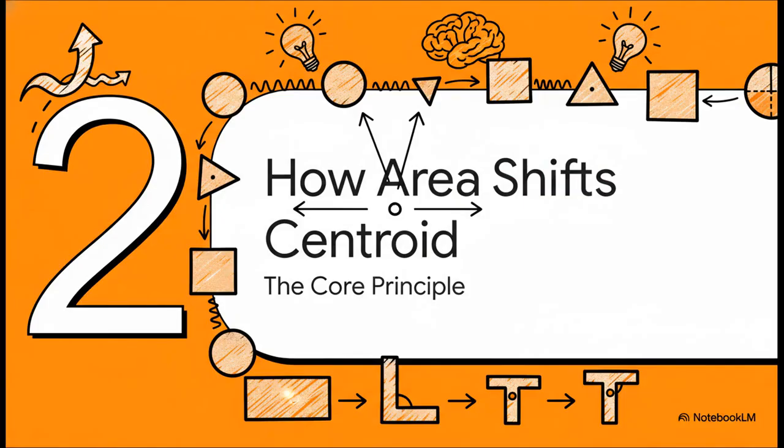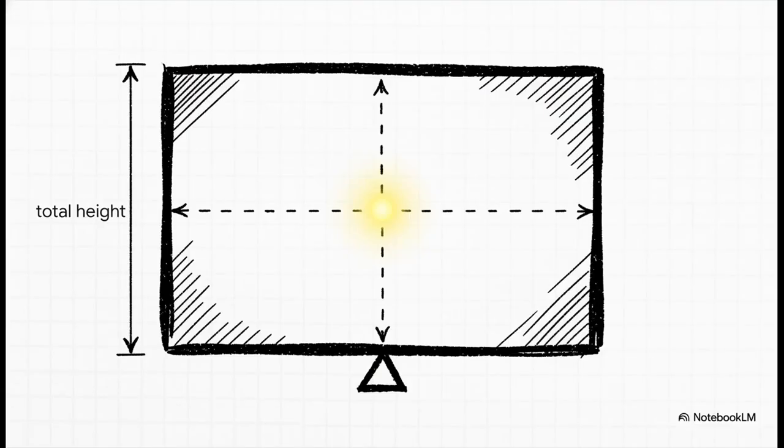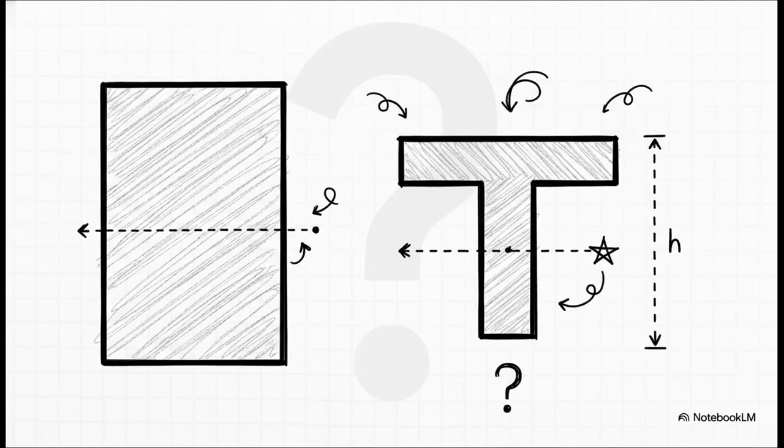All right, now we're getting to the most important part of this whole session. Seriously, if you can build an intuition for what we're about to cover, you'll be able to solve so many MCQs just by looking at them. We're going to figure out how the centroid moves when we start changing the shape. Let's start with our baseline, our control subject, a simple, boring rectangle with a height of, let's say, h. Because it's perfectly symmetrical, we know its centroid is sitting comfortably right at the mid-height, at h divided by 2. It's perfectly balanced.